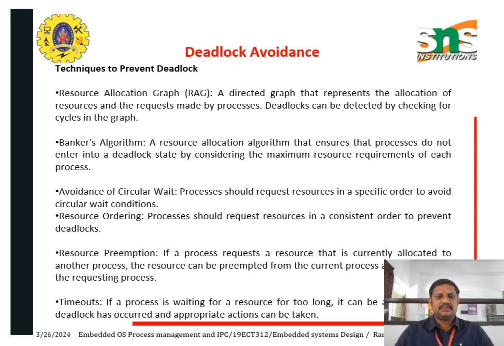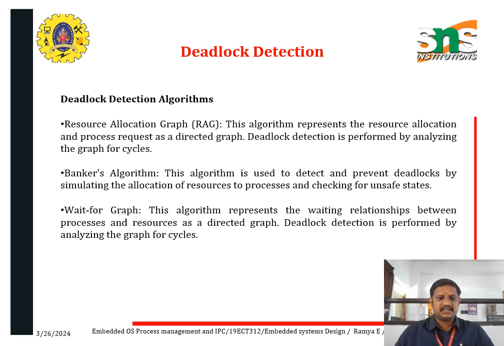Deadlock avoidance is a technique to prevent deadlock. The RAG, the resource allocation graph, is a directed graph that represents the allocation of resources and requests by the processes. The banker's algorithm avoids circular wait, and resource preemption and timeouts are also used. These are the deadlock avoidance techniques. For deadlock detection, mainly the resource allocation graph, the banker's algorithm, and the wait-for graph are used. The banker's algorithm detects and prevents deadlock by simulating the allocation of resources, and the wait-for graph represents the waiting relationship between the processes and the resources.